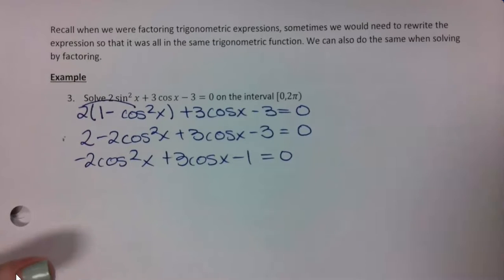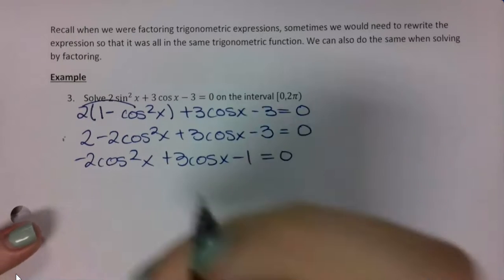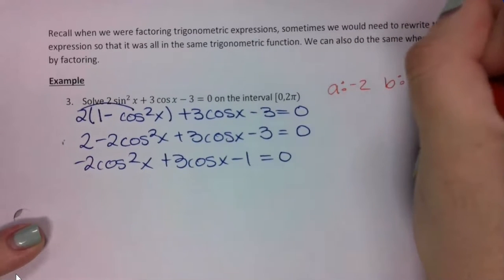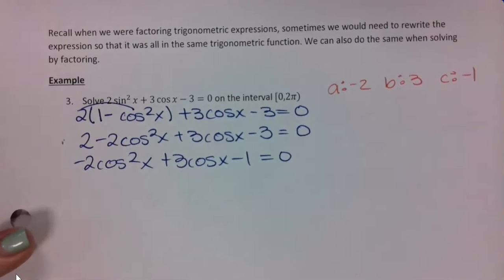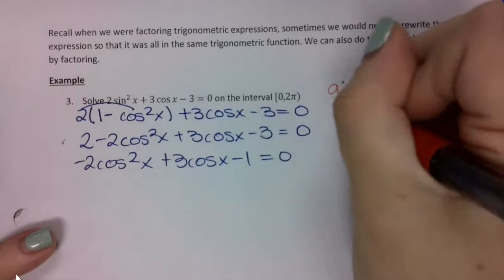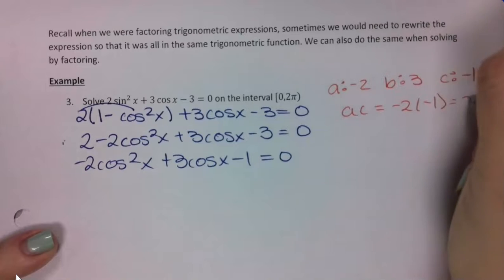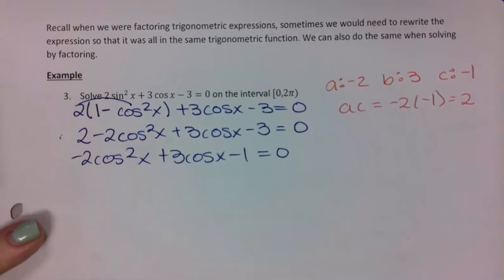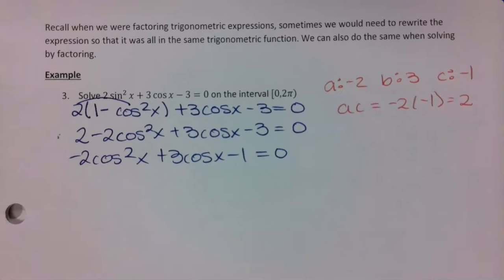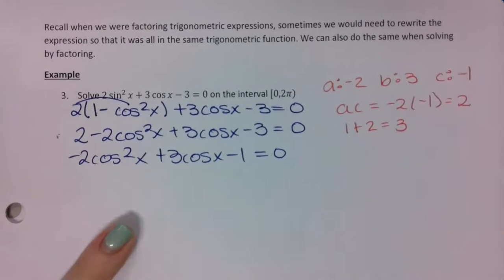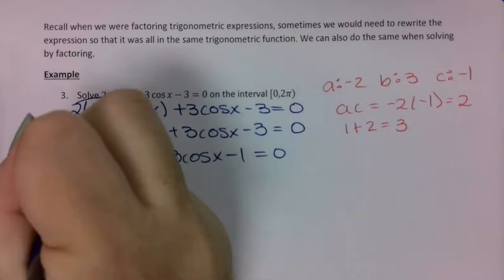Okay, then I want to write my A, B, and C values. So my A value is negative 2, my B value is 3, and my C is negative 1. So then I'm going to do my AC method here. So I'm going to take my A value times my C value. Gives me positive 2. So it multiplies to positive 2 and adds to 3. 1 and 2. So then I'm going to split this up.